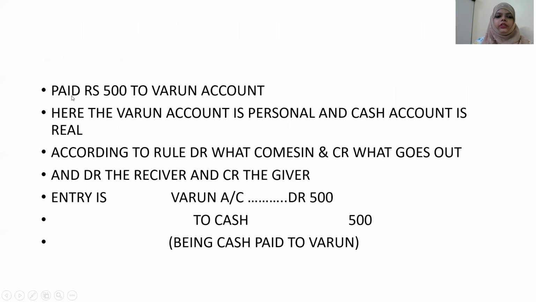Paid rupees 500 to Varun account. Here, Varun account is a personal account and cash account is a real account. So, according to the rule, debit what comes in and credit what goes out, and debit the receiver and credit the giver. You may have taken rupees 500 from Varun, so you are paying rupees 500 to Varun. So entry is Varun account debited. The creditor's personal account is to be debited. Varun's account debited to cash account as cash is going outside the business, being cash paid to Varun.